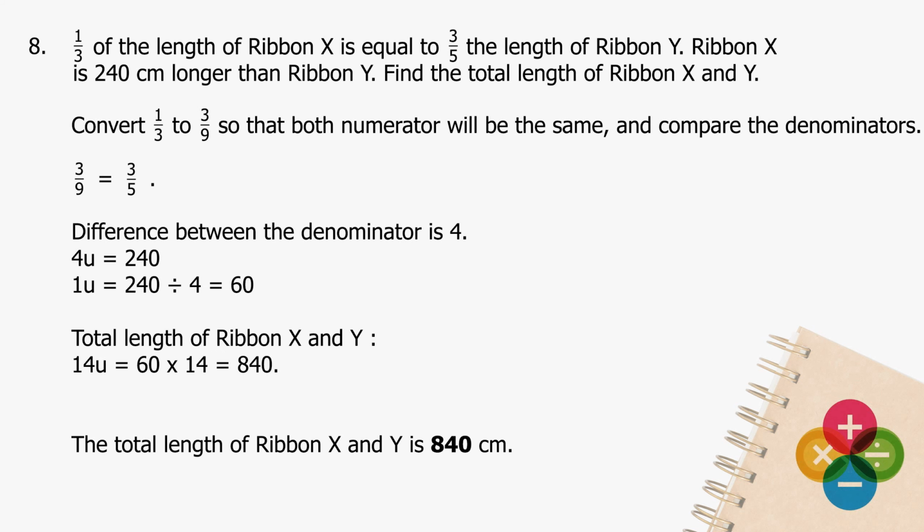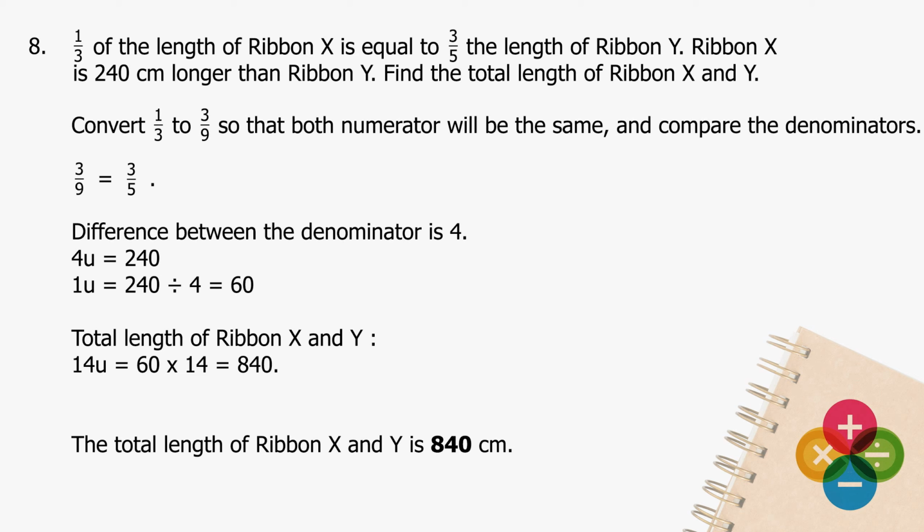Convert 1/3 to 3/9 so that both numerators will be the same, and compare the denominators. After conversion, 3/9 of ribbon X is equal to 3/5 of ribbon Y. The difference between the denominators is 4 units. 4 units is equal to 240. 1 unit will be, divide 240 by 4, and the quotient is 60.